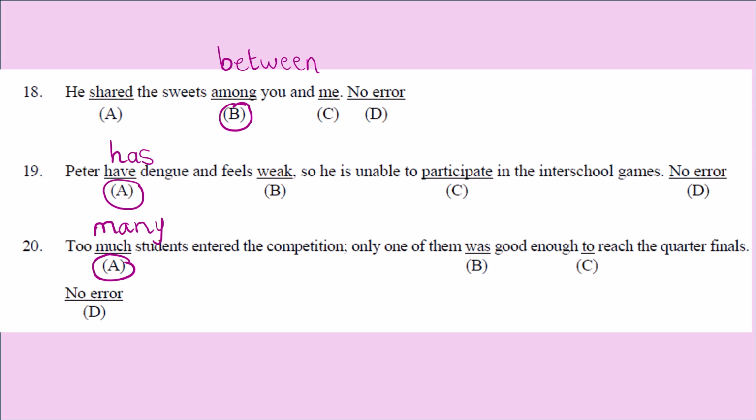Much is used when the noun is not quantifiable, such as water. So we say much water or much dirt. We can't count them, so we say much instead of many.